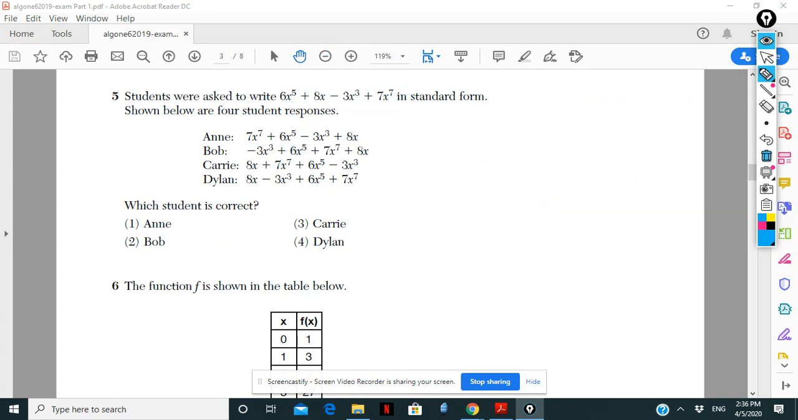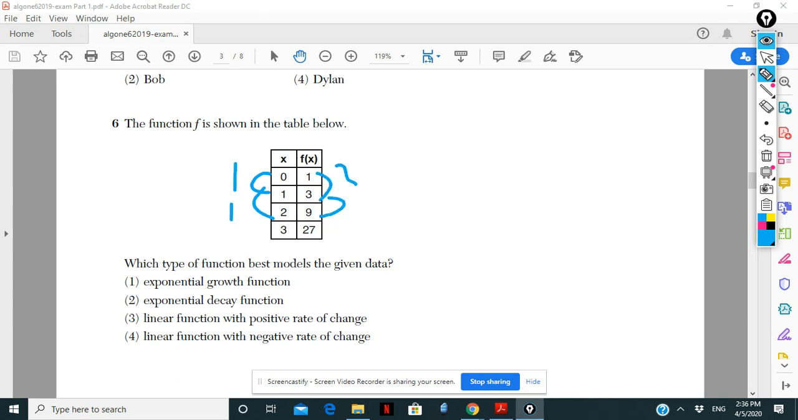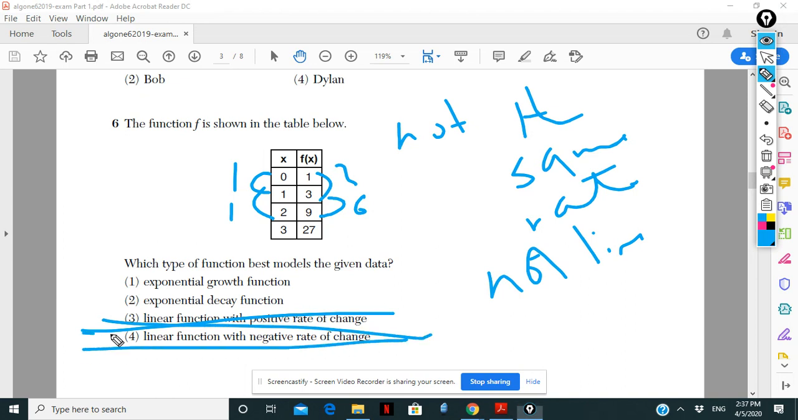Question number 6. The function f is shown in the table below. Which type of function best models this? First I have to check what's going on. So here 1, here 2, here 1, here 6. It's not the same rate, so not linear. So I cross out 3 and 4.